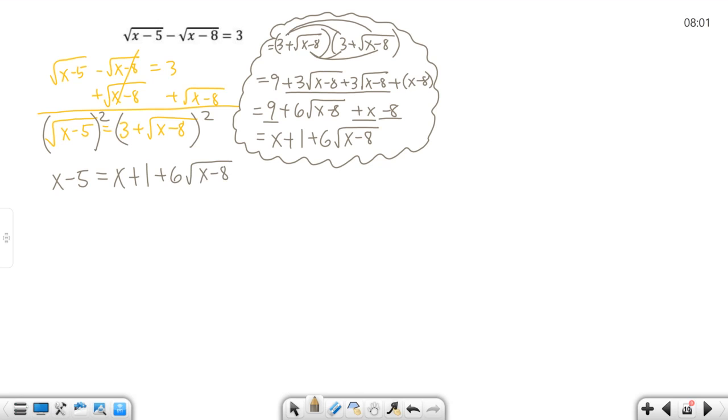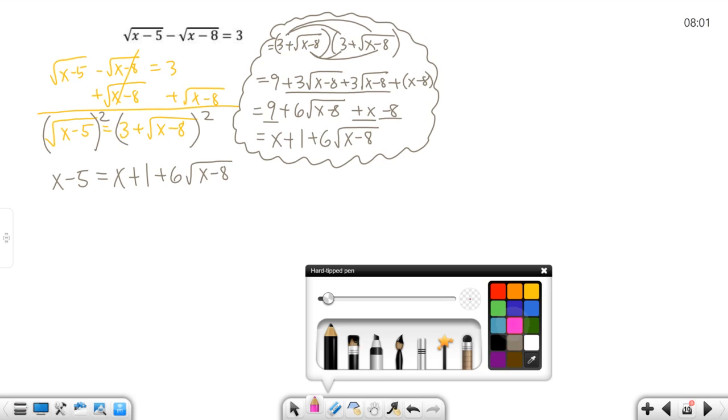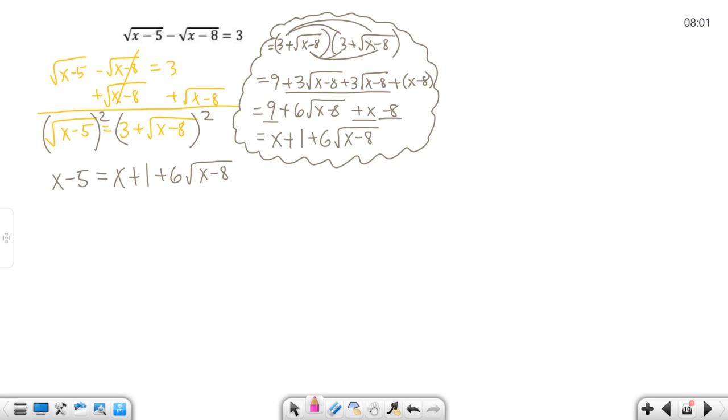So I'm going to now subtract x and 1 from both sides. Those cancel, and over here that cancels. I get negative 6 equals 6 times the square root of x minus 8. If these things are not conducive to dividing, and if that was 5 and 6 and you divided and got 5/6, I would leave the 6 on the right side right now. But here, it's very, very nice.